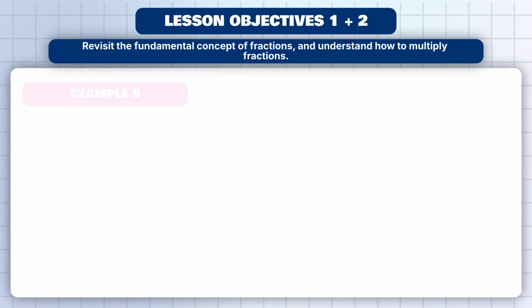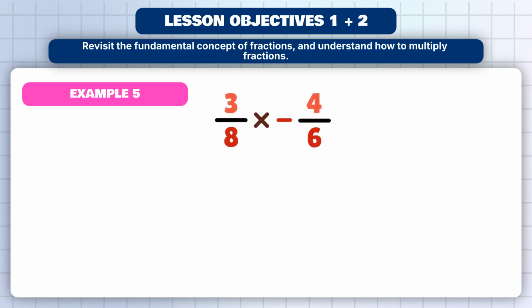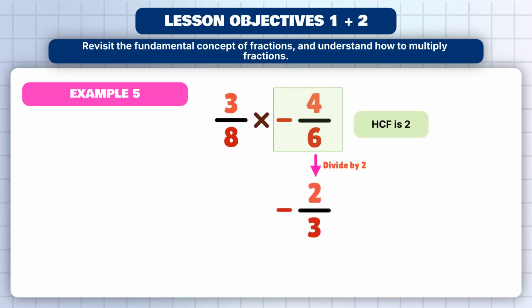Let's do a final example. Consider the problem, 3 over 8 multiplied by -4 over 6. Here we can simplify -4 over 6 before multiplying, which will make our lives much easier. The HCF of 4 and 6 is 2, which gives us -2 over 3.